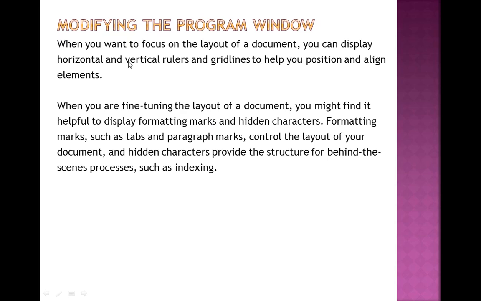Now, the next topic is how to modify the program window. Means how to use or modify or change the program window in which I am working. When you want to focus on the layout of a document, you can display horizontal and vertical rulers and grid lines to help you position and align the elements. Means you can use the rulers, grid lines and alignment to modify the program window.